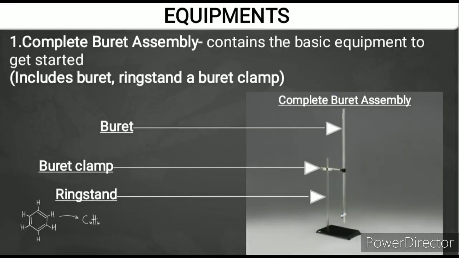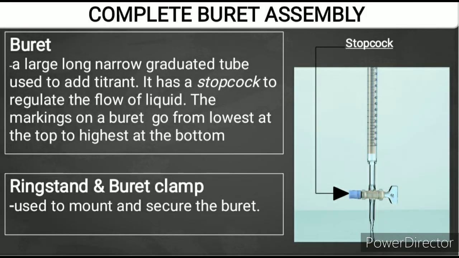Complete burette assembly contains the basic equipment to get started. It includes burette, ring stand, and a burette clamp. Burette, a large, long, narrow, graduated tube used to add titrant. It has a stopcock to regulate the flow of liquid. The markings on a burette go from lowest at the top to highest at the bottom. Ring stand and burette clamp, used to mount and secure the burette.